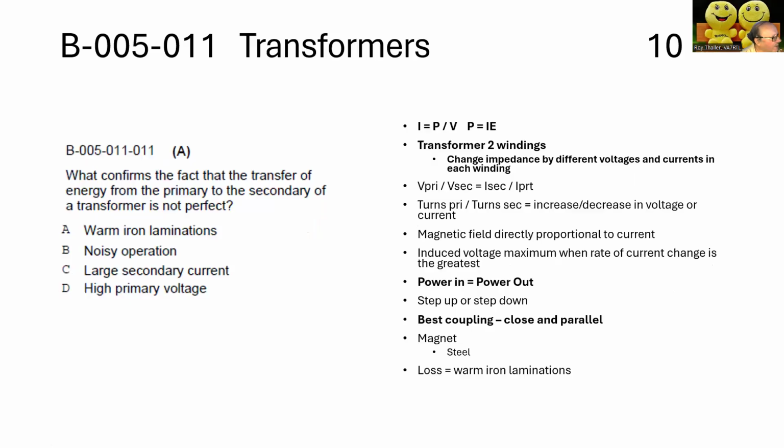What confirms the fact that the transfer of energy between the primary to secondary of a transformer is not perfect? So what happens here is that it heats up the iron laminations. So the transformer is warm. So A is the correct answer.